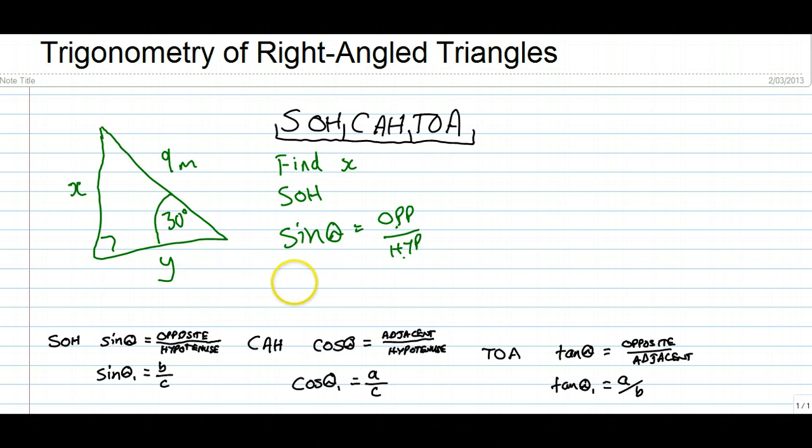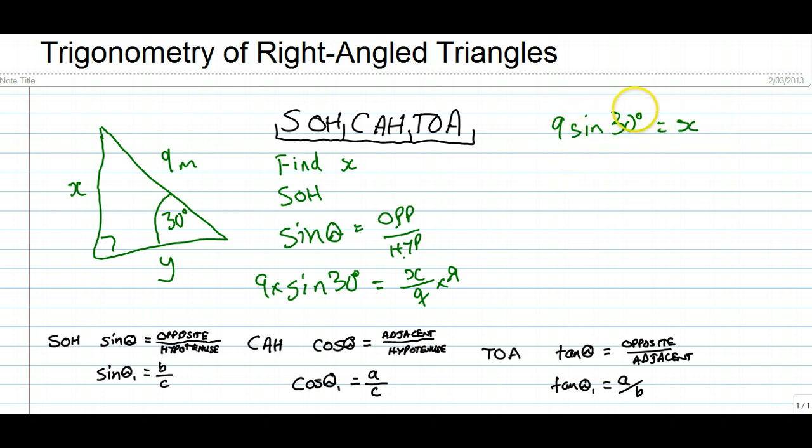So we'll substitute in the values we've got. Sine 30 degrees, put those values in. The opposite we don't know, it's x, and the hypotenuse is 9 meters. So that's the equation we come up with. Now we can try and solve for x. So we cancel out the 9 that's around the x, put 9 times on both sides, and we get 9 sine 30 degrees equals x.